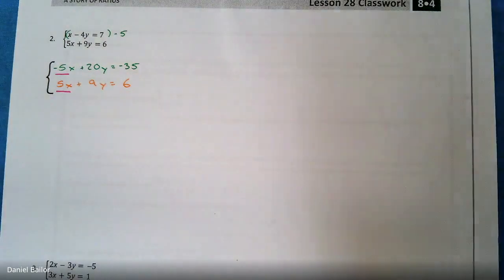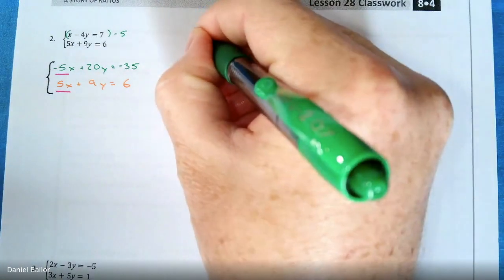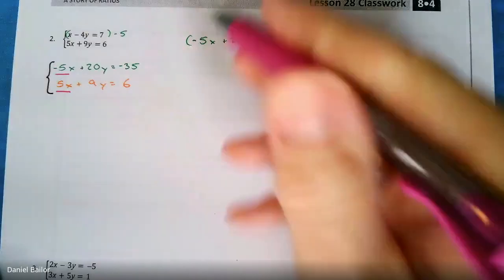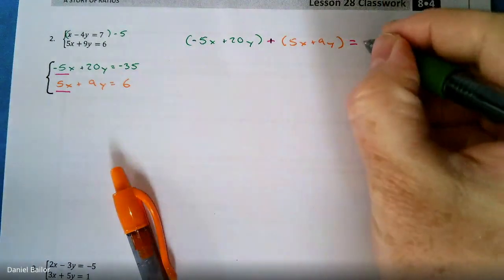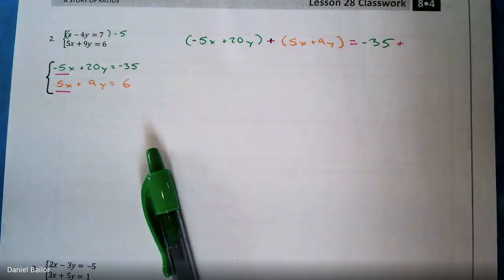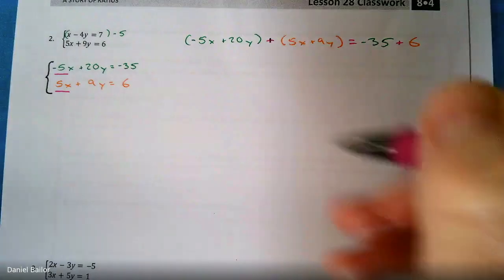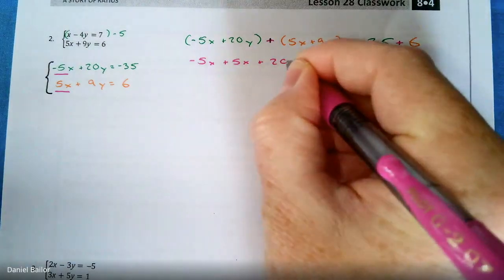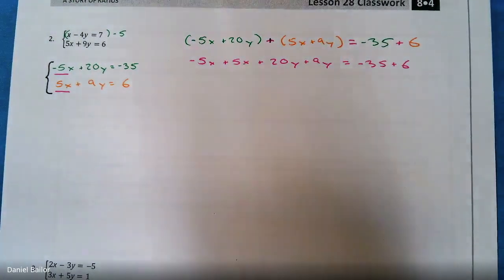So let's add these together. So let's do it the horizontal way this time. I'm going to do -5x plus 20y, and I'm going to add the orange part, and I'll get 5x plus 9y equals -35 plus 6. So you can see I'm adding together the equations. I'm going to move everything around to get all the like terms next to each other. So the -5x and the 5x are next to each other, and the 20y and the 9y are next to each other. So now I can just combine my terms.